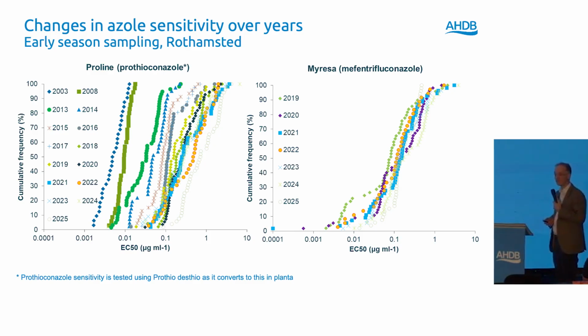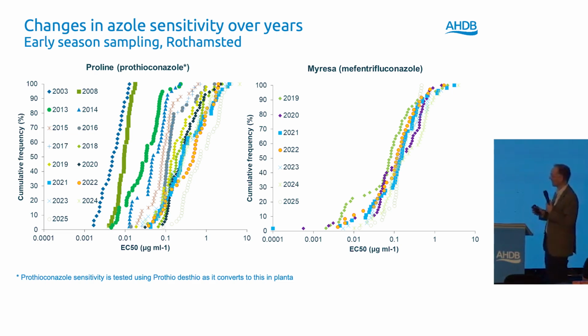Each line reflects an individual year. So if you focus on the right-hand chart there, there's a blue line on the left-hand side of that chart that reflects 2003. That is the sensitivity profile we had for Proline in 2003. Over a period of years, that line has gradually shifted further and further to the right as the population has gradually become less and less sensitive to prothioconazole. On the very right-hand edge, you might just be able to see some grey circles just to the right of those bright orange. That is actually the 2025 data.